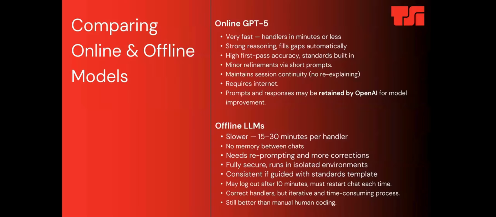Offline, each chat is its own sandbox, not shared anywhere, which is great for security. So you have a secure chat that's not going anywhere. It's not being used to train the model. No one else is going to have access to this. But because of that, it's going to be slower.